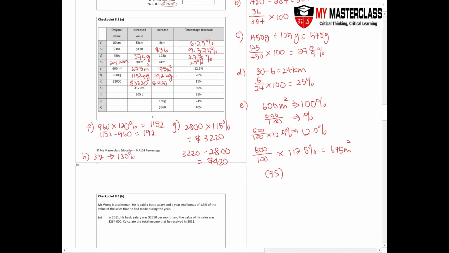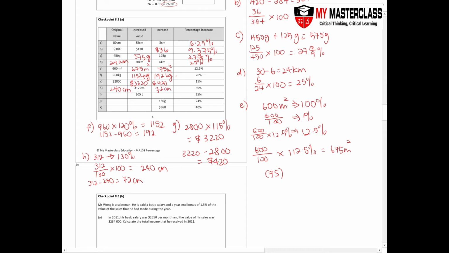So in order to find out the original value, you take 312 divided by 130 multiplied by 100. So this will give you 240. Sorry, 240 cm. So your original will be 240 cm. And then you minus off: 312 minus 240, you should be getting 72 cm here. So 72 cm here. Then let's take a look at part I.